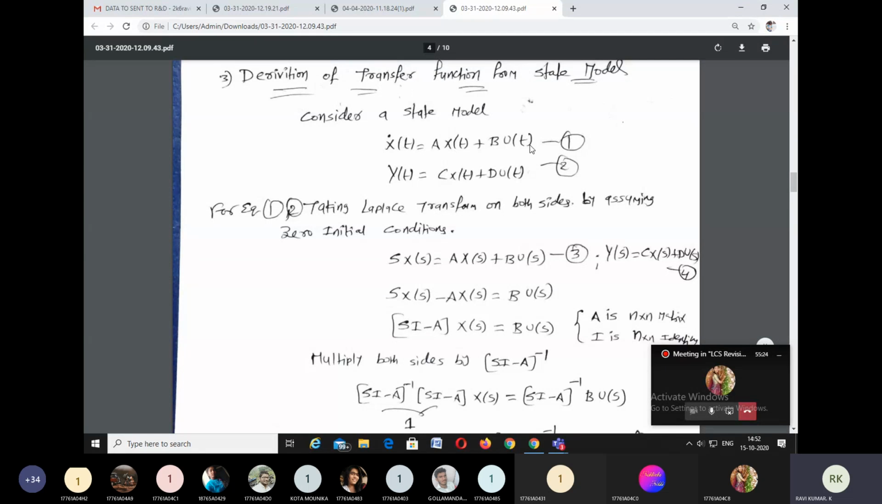X dot is equal to Ax plus Bu. Y is equal to Cx plus Du. This is the state equation. The first equation is the state equation. The second equation is the output equation, right? So how do we calculate the transfer function from this state space model?